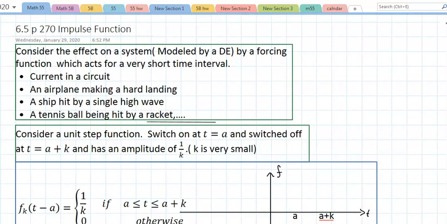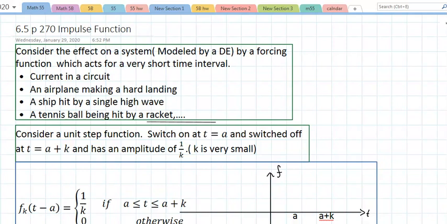When the tires hit the ground, they hit the ground. The first hit is not for that long. A ship hit by a single high wave. A tennis ball being hit by a racket. So, there are a lot of things like that where you're only using this function for a very short period of time.